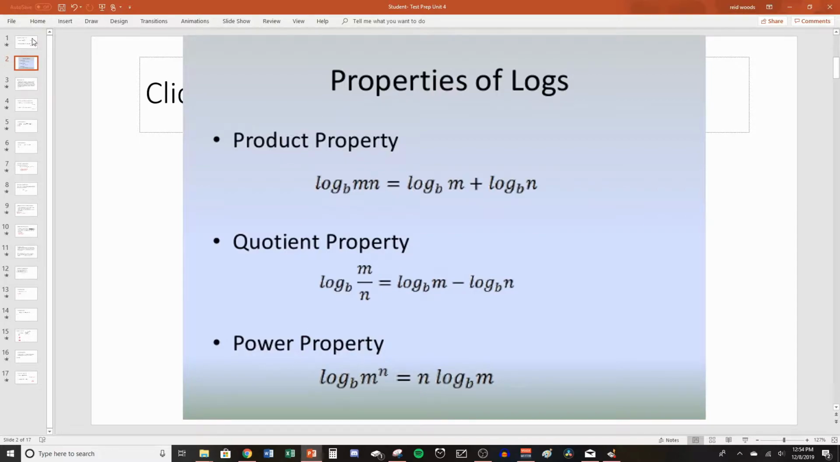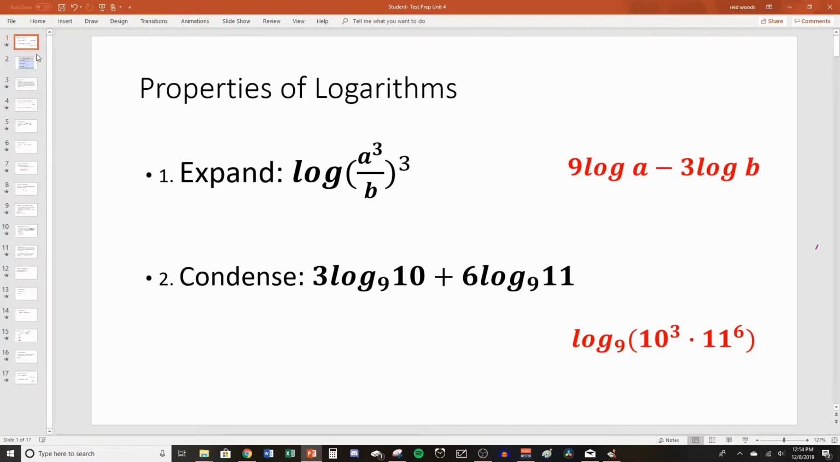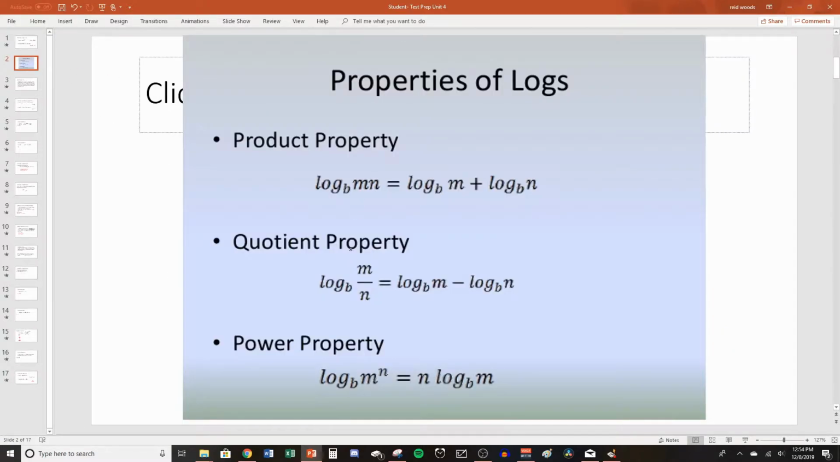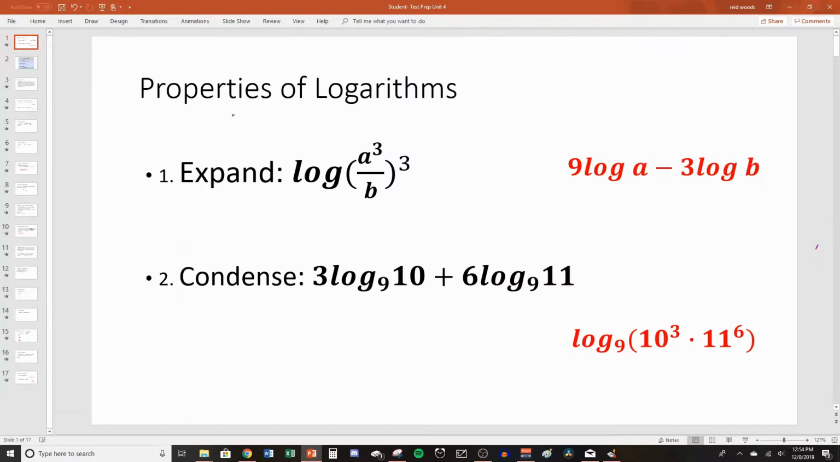Whenever we are expanding, we're going to start with usually one of these two properties, the quotient or the product. But in this case, we have a special opportunity to use the power property. Look what's happening. We take the power and move it to the front of the logarithm itself. I'm going to take this 3 and move it to the front. So this is 3 log, that in parentheses, a to the third over b. And that would be the first step in this process. And this, of course, the red is our final answer. So let's talk about what we do next.